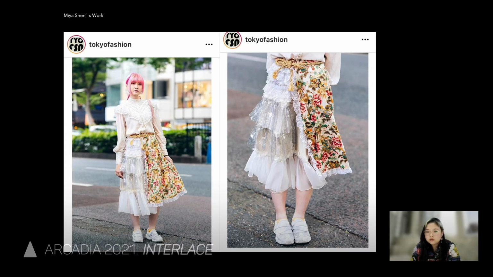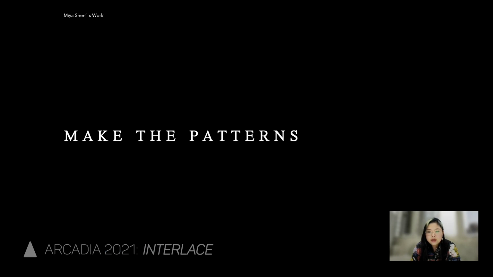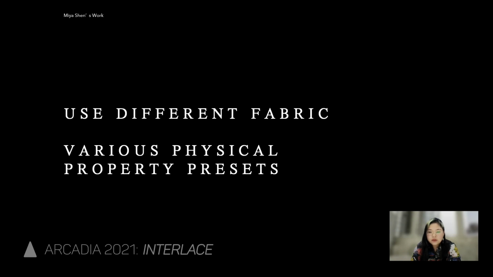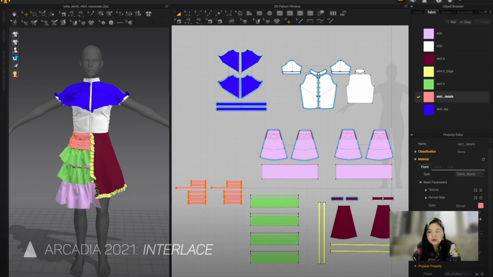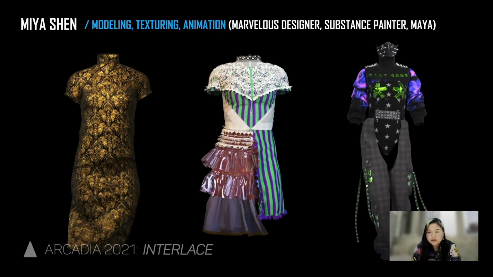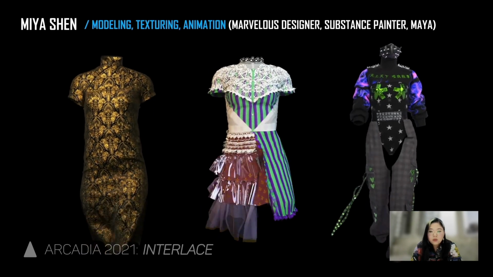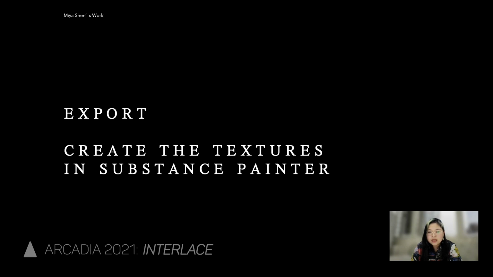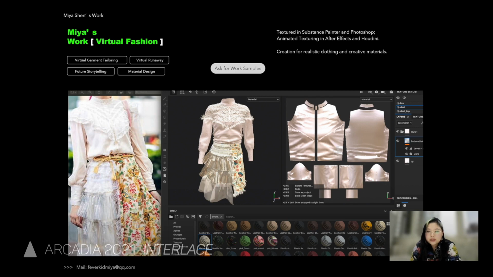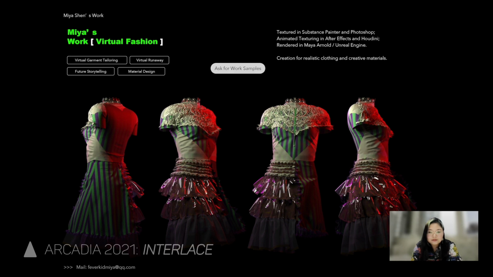Sometimes I would start with a photo, then we'll make some patterns based on how many pieces should be put together to construct this. I'd use different fabric to give them various physical property presets, so they would simulate like cotton or like leather or like silk. Once I'm satisfied with what I see in the animation panel, I'll export it and create the textures in Substance Painter. I can try to make photorealistic look out of it, or I could also get creative.